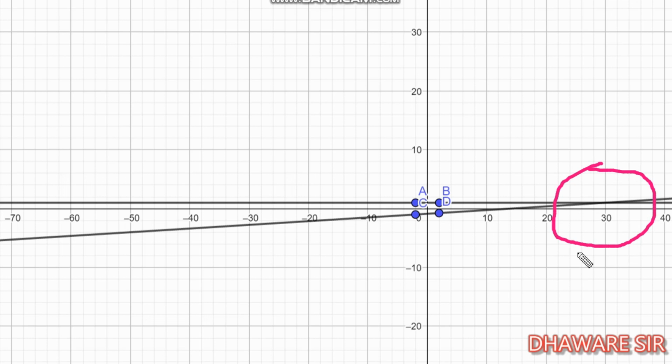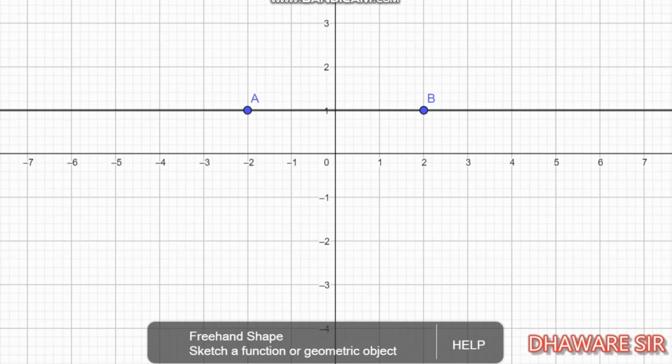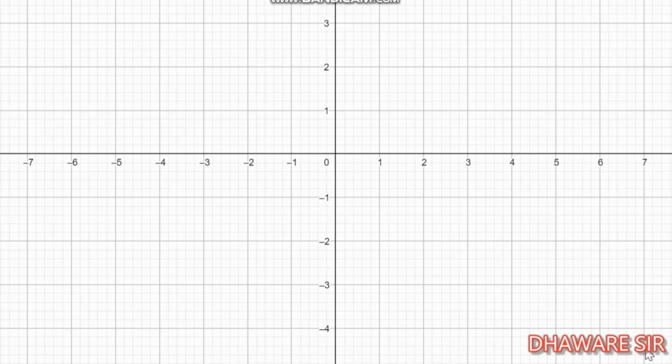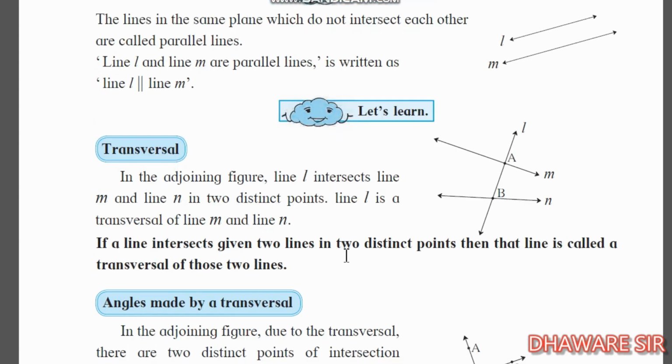It means points A and C have the same difference, and points B and D also have the same difference. Then those lines are called parallel lines. We have been given the definition that if two lines are in the same plane and they do not intersect each other, then that type of lines are called parallel lines. So this is the definition for parallel lines. We have seen it in the previous chapter, or previous standard also. Let us see the second part of our chapter, parallel lines and the transversal.